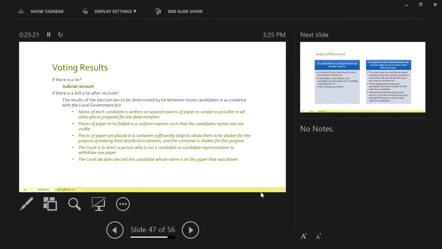That means that each candidate's name is written on a piece of paper as similar as possible to all the other pieces of paper. The pieces of paper are then folded in a uniform manner with the candidates' names not visible. The pieces of paper are then put in a container sufficiently large enough that it can be shaken, so distribution is random. The container is shaken. The court is then to direct a person who is not a candidate or a candidate representative to withdraw one piece of paper. The court declares elected the candidate whose name is on that paper.